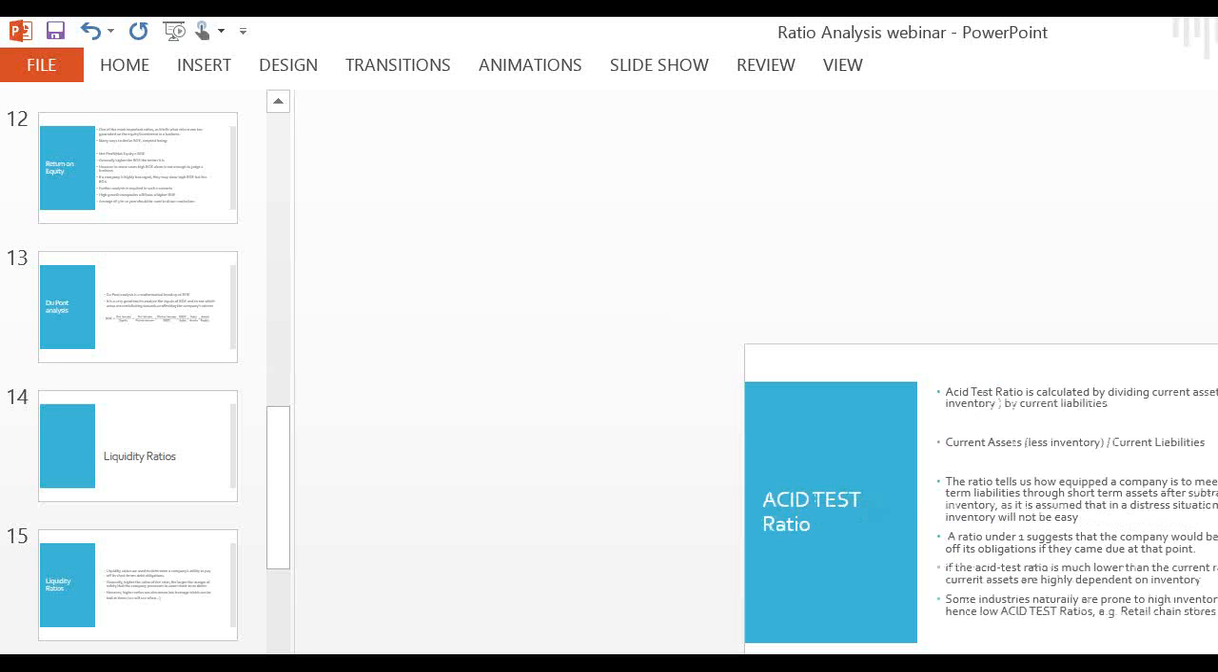Next ratio we'll cover is the acid test ratio. The acid test ratio is pretty much the current ratio, but the only difference is that we take out inventory from current assets before calculating this ratio. Because it is assumed that if a company has to face a distress situation, the company would not be able to quickly convert its inventory into cash. So it is wise to take off the inventory from current assets and see what the ratio comes to. Again, if a ratio is below 1, it means that the company is not well equipped to meet its short-term obligations.